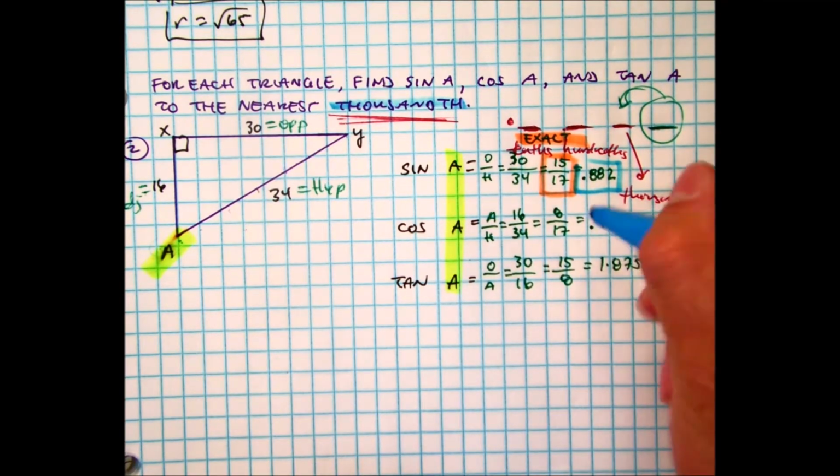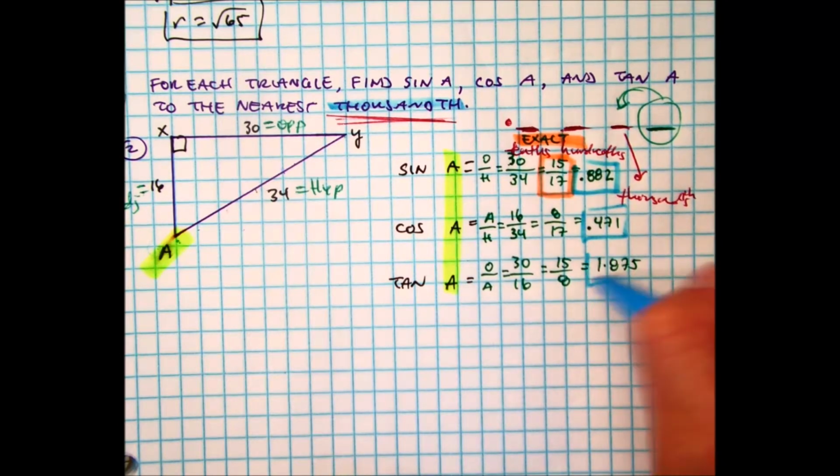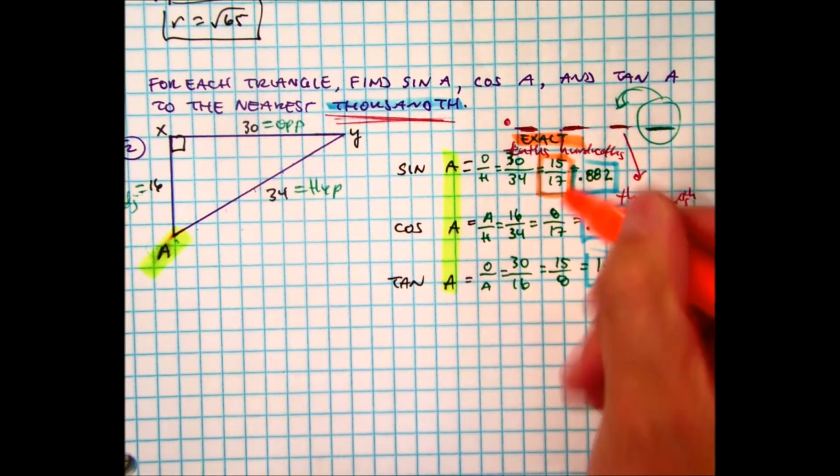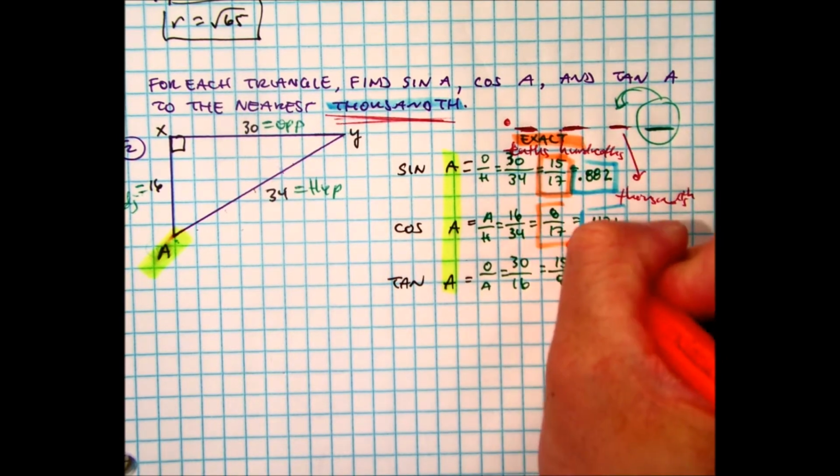So I have answers that are rounded, and I also have exact answers. Notice how someone also said they are simplified fractions.